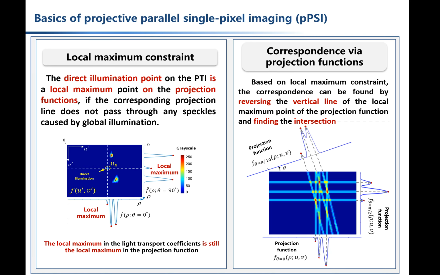To answer the consistency question, we introduce the local maximum constraint. This constraint tells us that the direct illumination point in the light transport coefficient is preserved as a local maximum in the projection functions. Thus, each projection function provides a constraint for the position of the direct illumination point. If this projection function can be obtained, the direct illumination points can be calculated by first vertically reversing the local maximum and then taking the intersection, just as shown in the right figure.